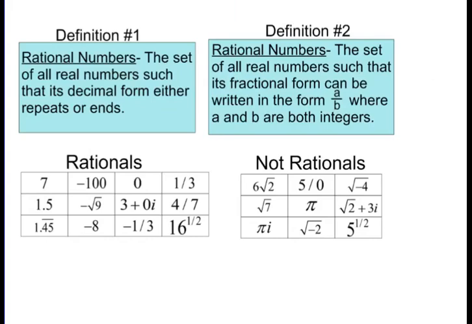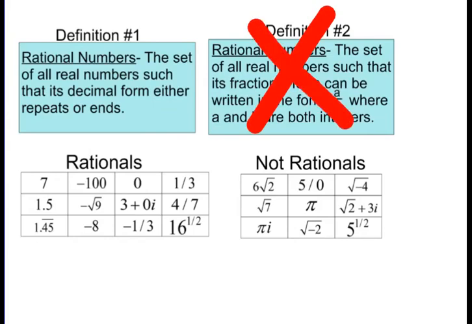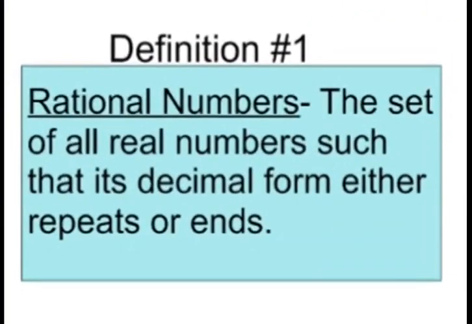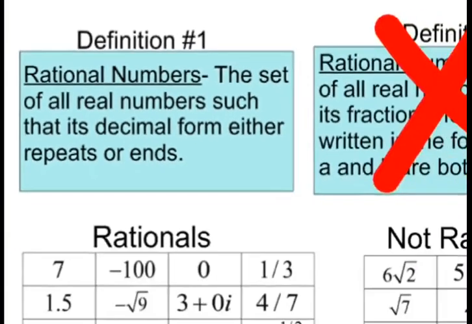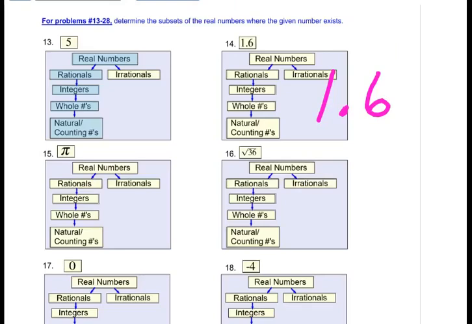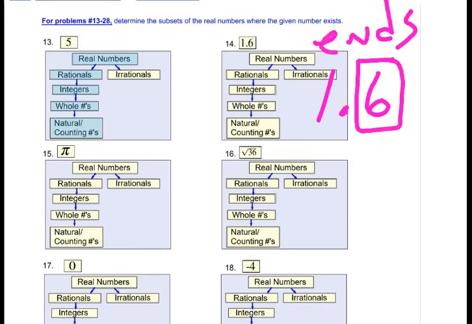We are given two definitions of rational numbers. Let's look at the decimal definition. The rational numbers is the set of all real numbers such that its decimal form either repeats or ends. That's what 1.6 is. It's 1.6 and it ends. So therefore, 1.6 is rational and it is a real number. Keep in mind, a number cannot be rational and irrational at the same time.